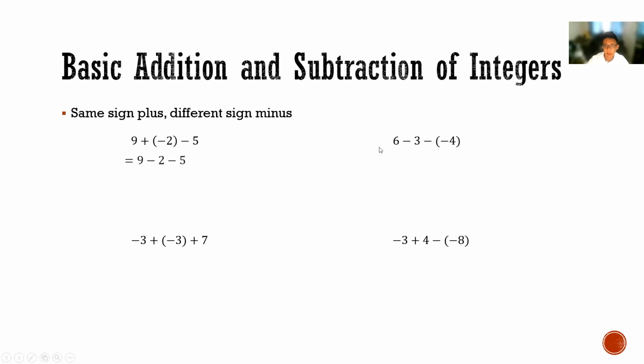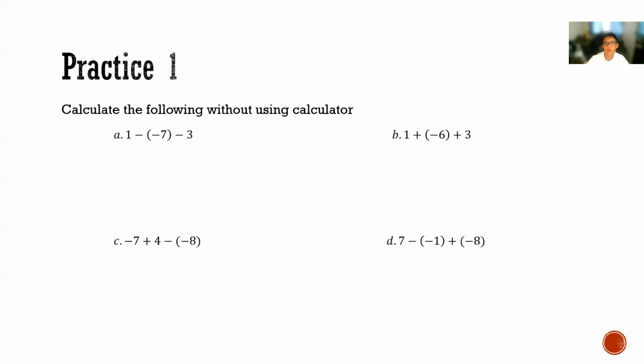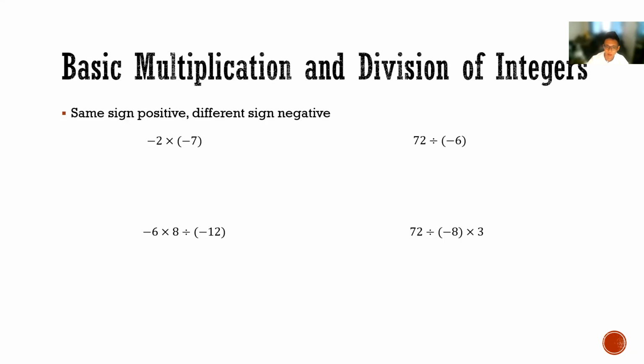Okay, so plus minus of your integers, I won't really want to go through too much. Times, divide also, you should know. Just remember, same sign plus, different sign minus. Same goes for times, divide. Same sign, answer will be a positive value. Different sign, answer will be a negative value. You see this one, positive, negative, answer negative. Negative, negative, answer positive.